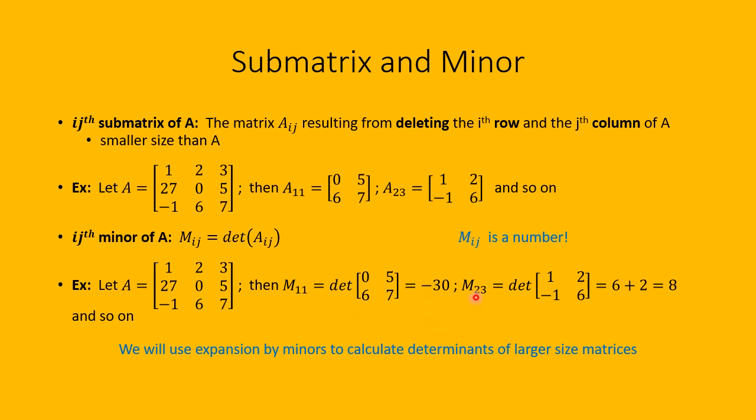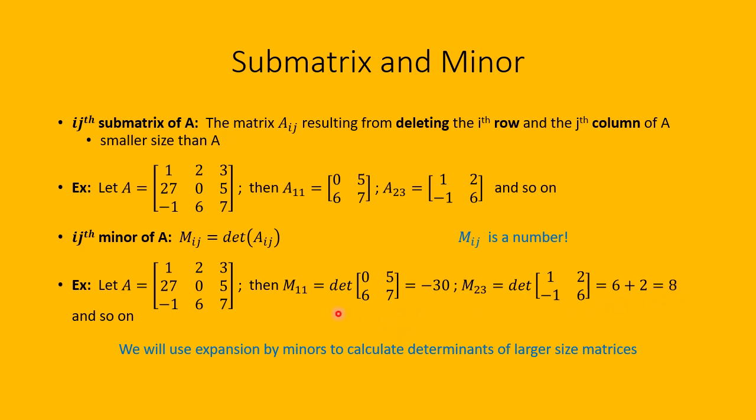M sub 2,3, the 2,3 minor of A, is the determinant of A sub 2,3. So we're taking the determinant of this matrix, and that determinant is 1 times 6 minus 2 times minus 1. So that is 6 plus 2, and that is equal to 8.